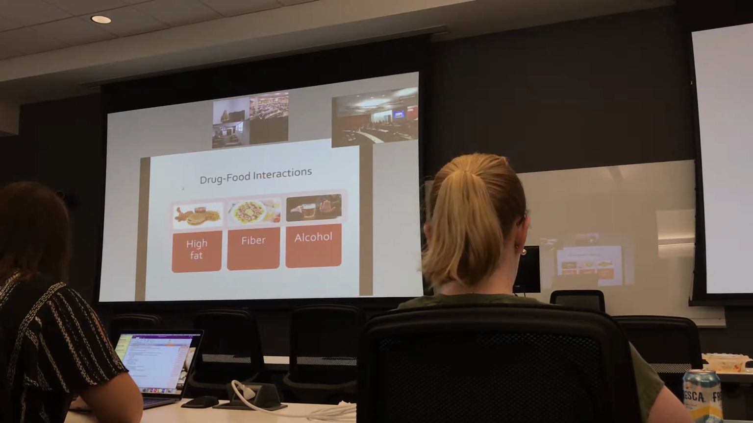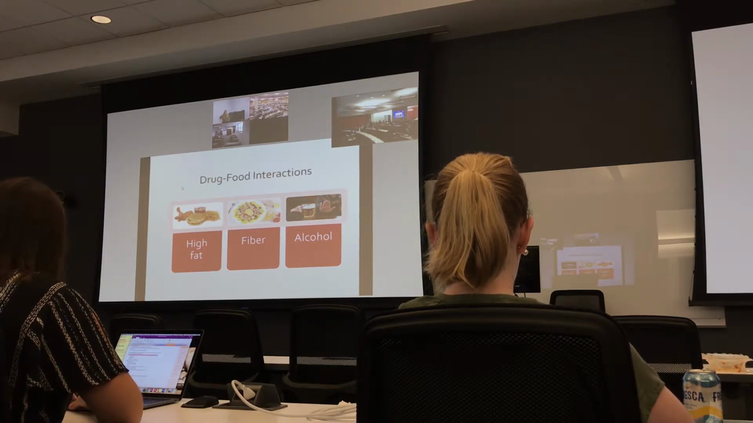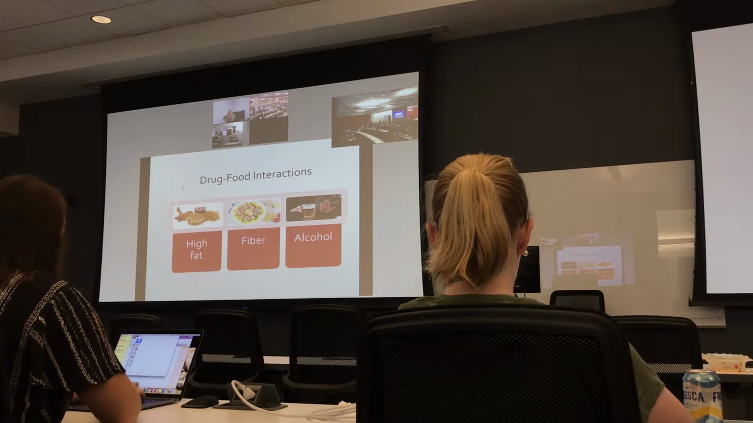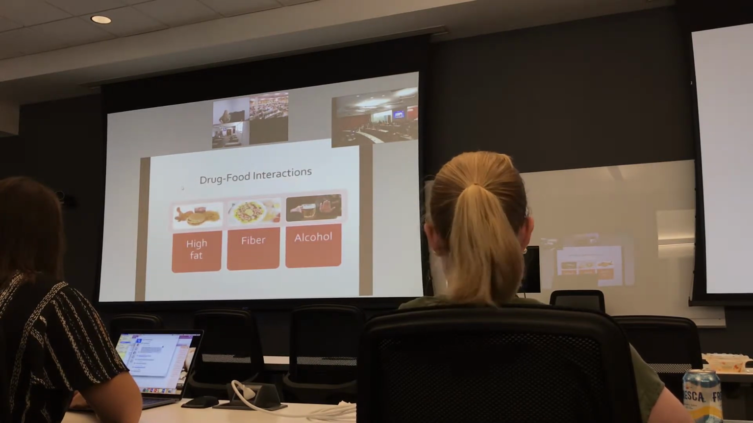Next, we're going to talk about drug-food interactions. And drug-food interactions really have to do with the absorption of glucose in the system. So if we affect the way that we absorb glucose, then we're going to have potential for hypoglycemia and inaccuracies when patients check their blood sugars.